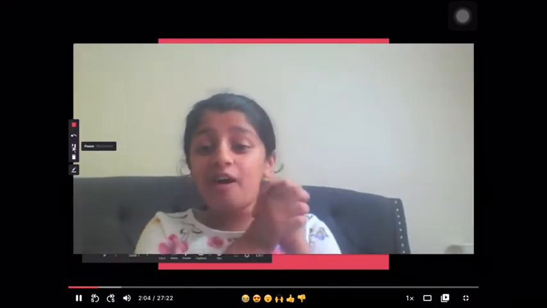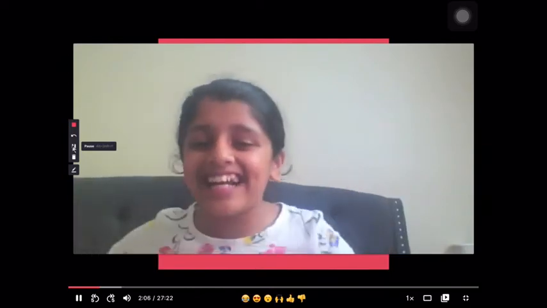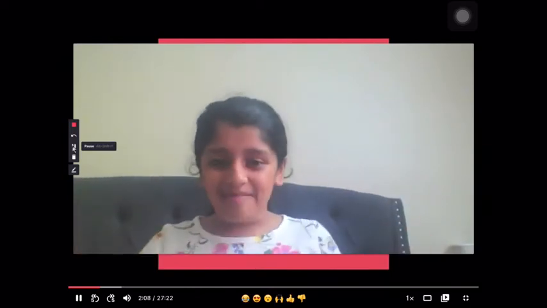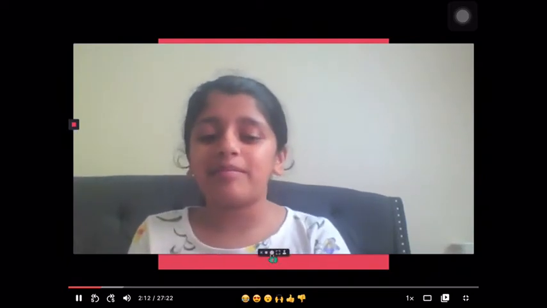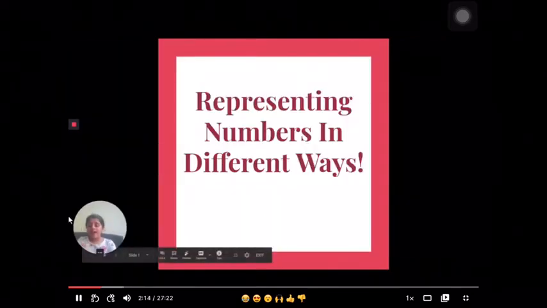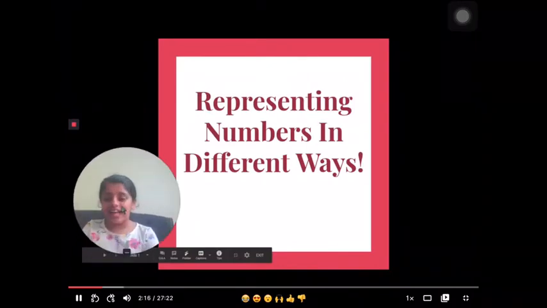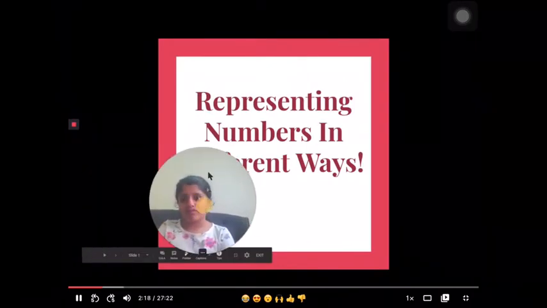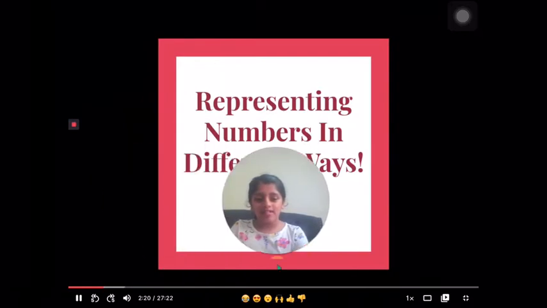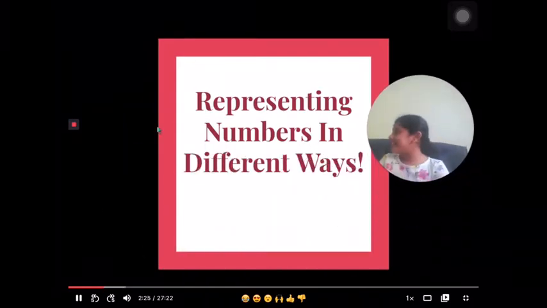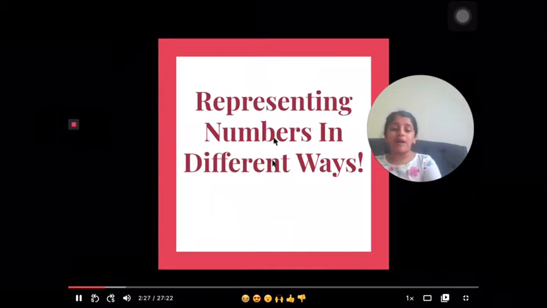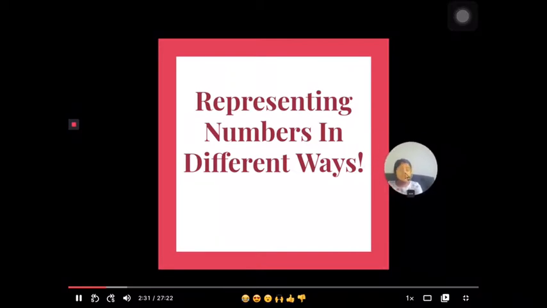Okay guys, so we're going to be learning about standard form with me. I'm actually really excited because I'm getting to do this. Let's get started. I want to show you guys our first slide. It is representing numbers in different ways. We're going to be learning about representing numbers in different ways, like I said.